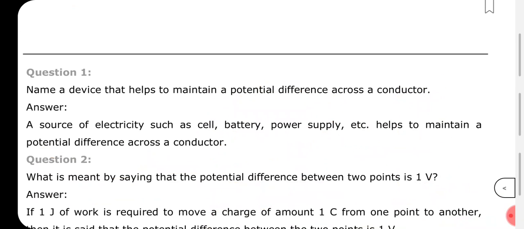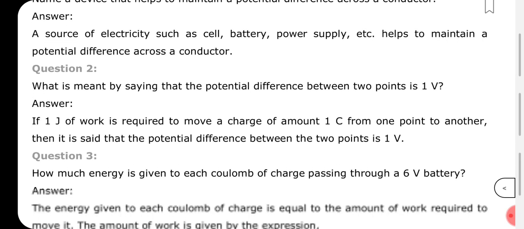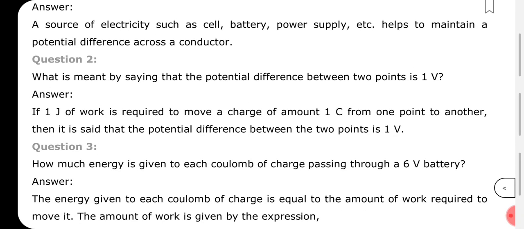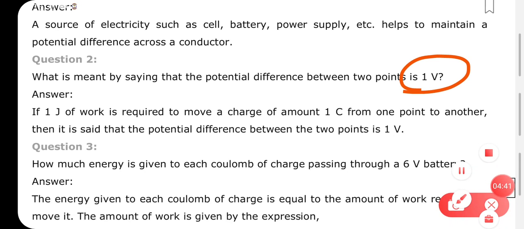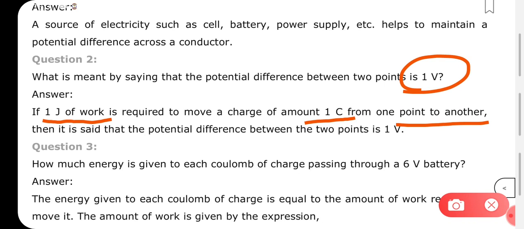So it is a source of electricity that maintains the potential difference across a conductor. Okay, moving on to the next question. What is meant by saying that the potential difference between 2 points is 1 volt? When will we say the potential difference is equal to 1 volt? When 1 joule of work is required to move a charge of 1 coulomb from one point to another, then the potential difference between the 2 points is said to be 1 volt.